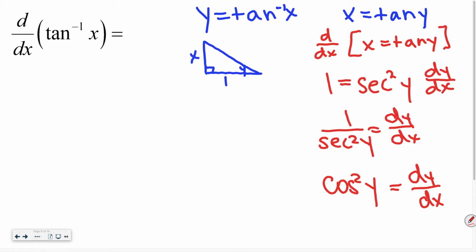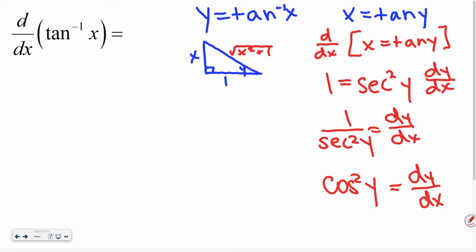So what I'm going to do is come back to this right triangle right here. Using the Pythagorean theorem, leg squared plus leg squared equals hypotenuse squared, our hypotenuse would be the square root of x squared plus 1. Cosine squared y. We determine the cosine by taking adjacent over hypotenuse. Is that right? Yes. Okay.